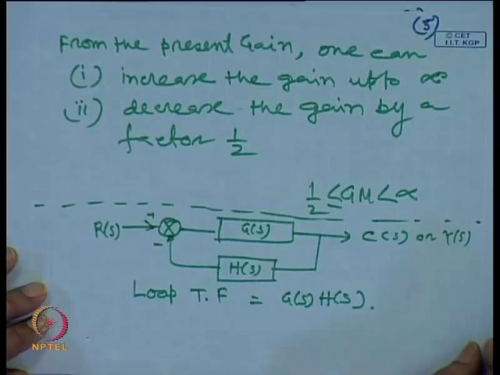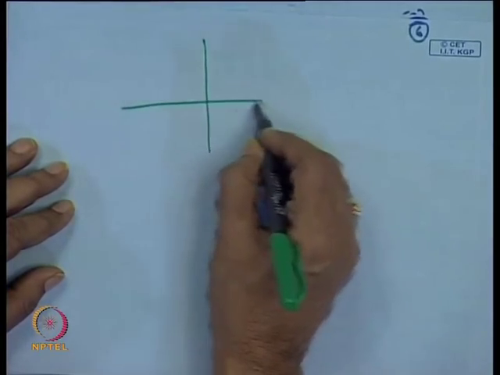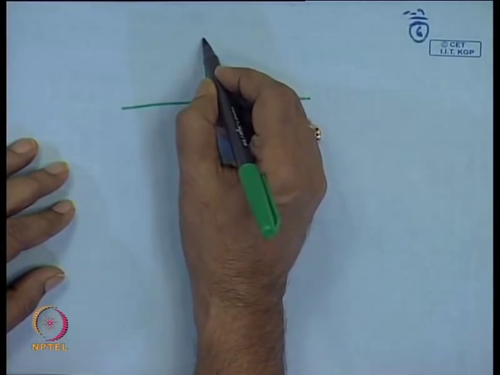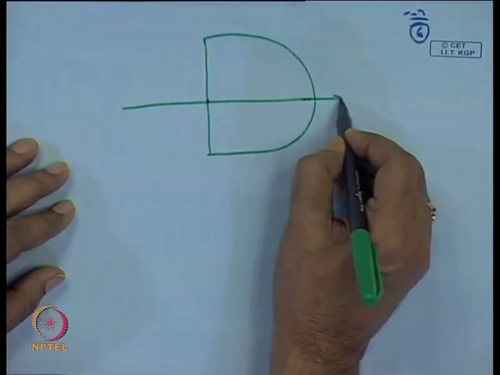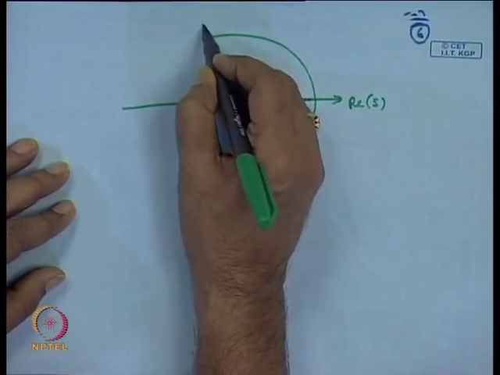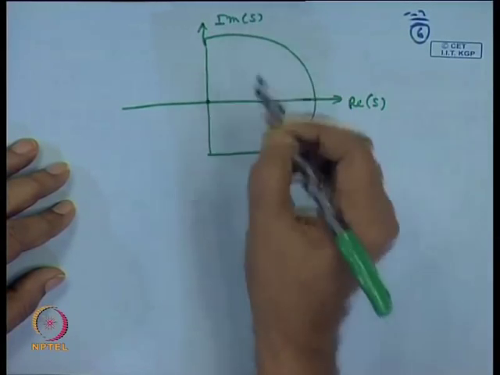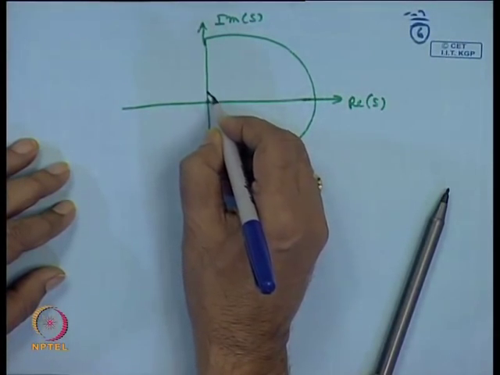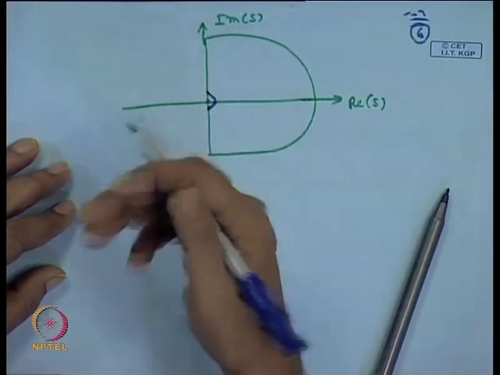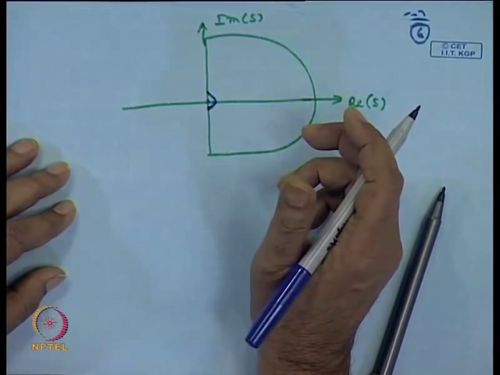So, to study the stability of this system using the Nyquist stability criteria, the first thing is to see what our Nyquist path is. Our Nyquist path is the whole right half of the S plane, agree? This is our real S, this is our imaginary S. And if you have any pole at the origin, then you bend this curve this way, so that the transfer function should not be infinite.